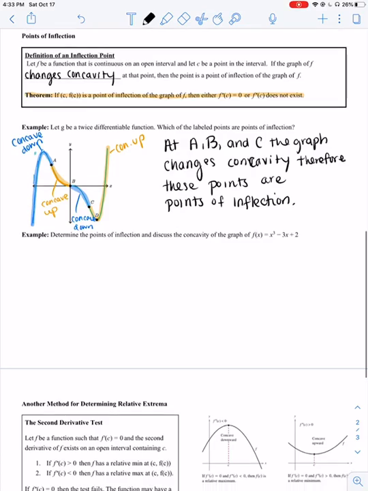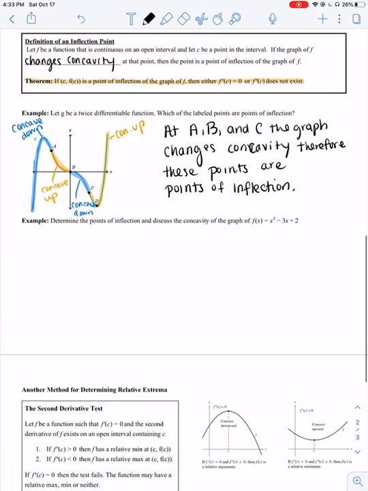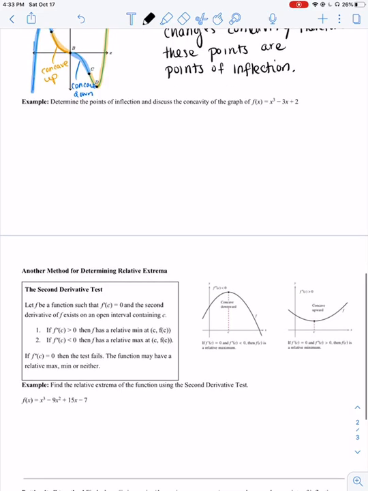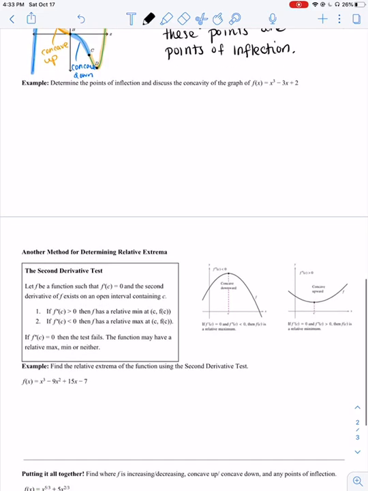Okay, so let's practice a little bit more. We started off thinking about all of this graphically, so concavity graphically, points of inflection graphically, and now we're going to talk about how to think about these algebraically. We are going to determine the points of inflection and discuss the concavity of the graph of this given function, f of x equals x cubed minus 3x plus 2.